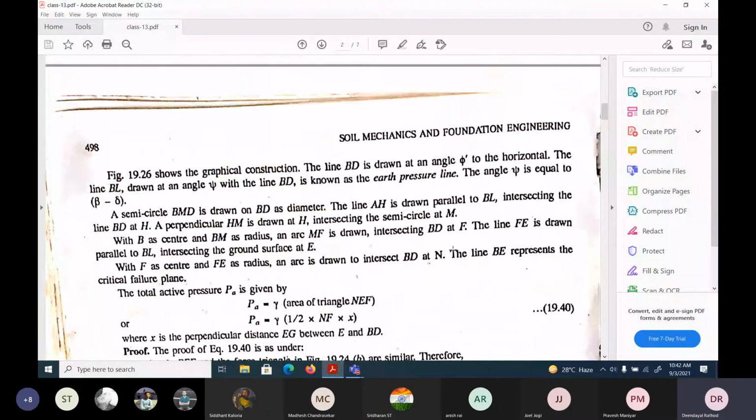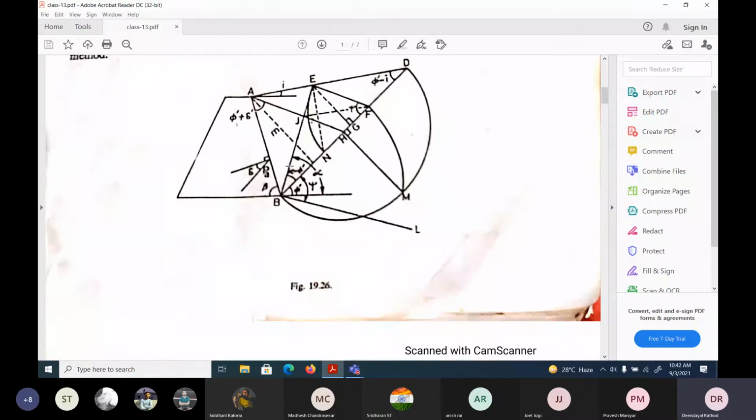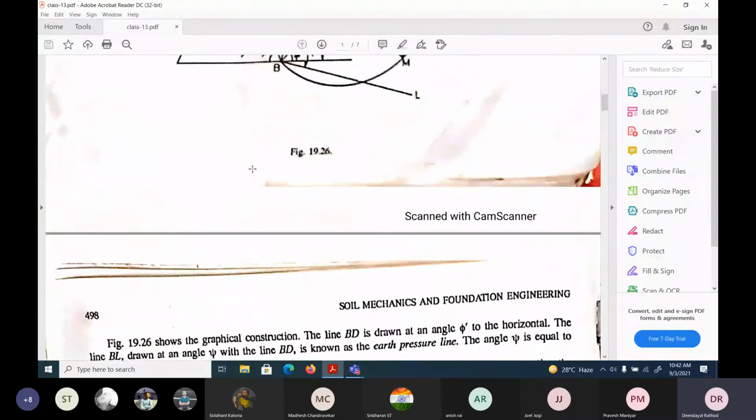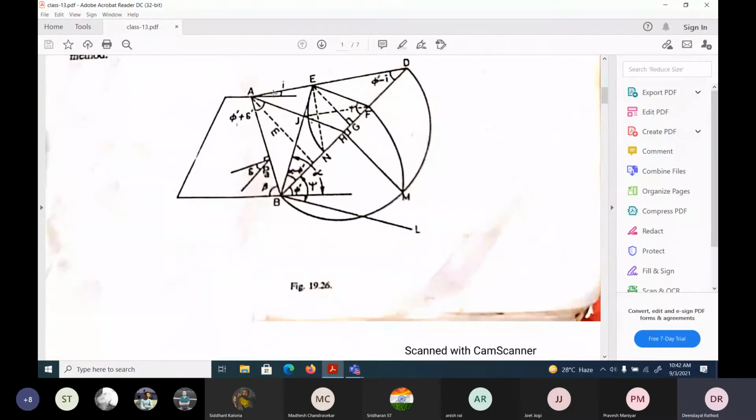The line BE represents the critical failure line. So that's what we are interested in. Whatever line we get here is the critical failure line, he says. And the total active pressure PA is given by the active pressure acting, it will not be whole.